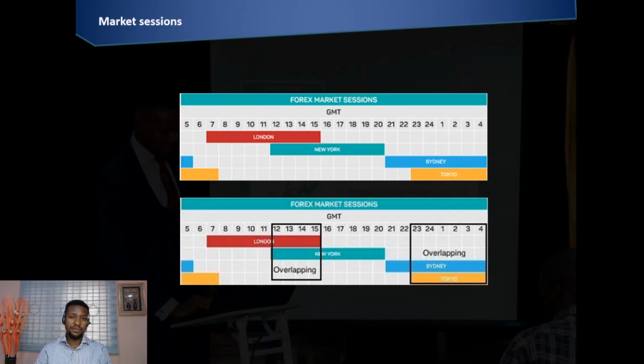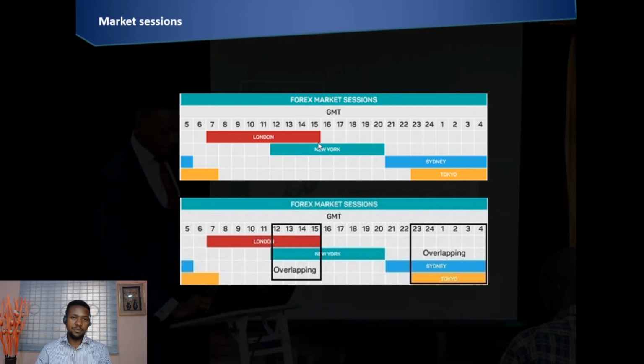What you need to understand about this trading section is this: the market moves better when we have more than one trading section opened. So look at this red bar. This indicates the London session, which starts from 7 to 3, while this is the New York, which starts from 12 to 8 o'clock. And as you can see, between the hours of 12 and 3 o'clock, we have the London and the New York market session open.